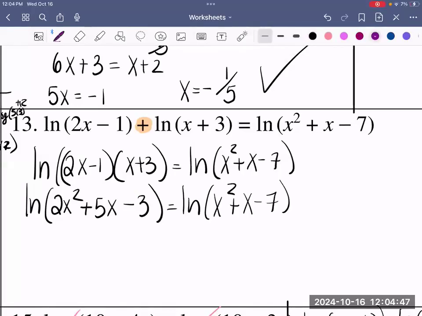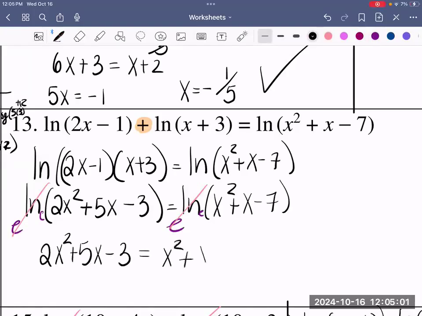Now, because they are both ln, which has a secret base of e, you can take e to both sides to allow us to cancel. We get 2x squared plus 5x minus 3 is equal to x squared plus x minus 7. Let's get your terms to one side. We want to bring over the right hand side to the left so that we are not dealing with a negative leading coefficient. So we subtract an x squared, subtract an x, and then add the 7, to 0. Then we can go ahead and factor.